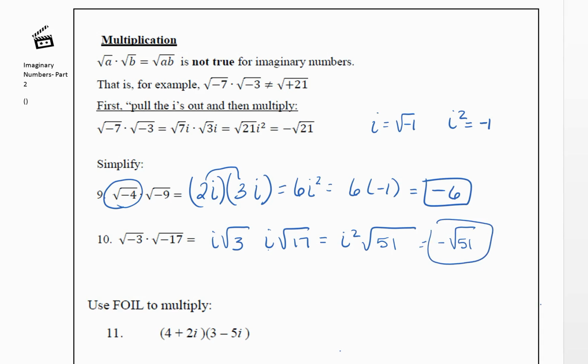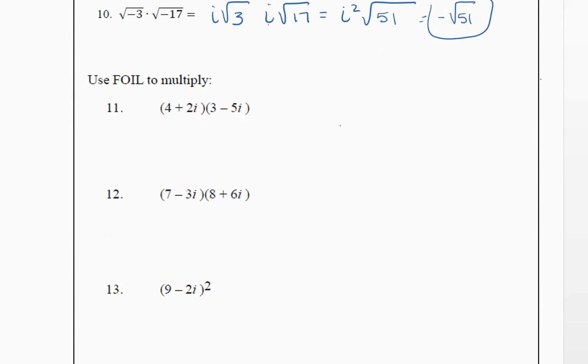Okay, now when we have two complex numbers that we want to multiply, we're going to think of foiling them. First, outside, inside, last. And then remember, when we have an i squared, we'll plug in -1. So our first terms here, 4 times 3 is 12. Our outside terms, 4 times -5i will be minus 20i. Our inside terms, 2i times 3 will be plus 6i.